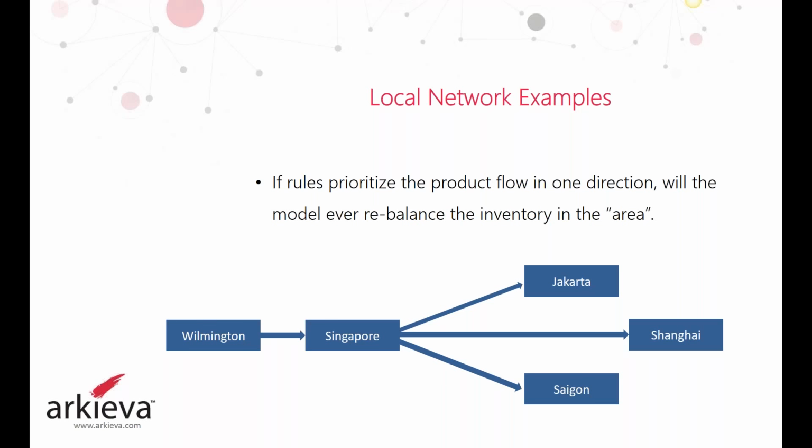So here is an example where product is being moved from Wilmington to a warehouse in Singapore, and then the warehouse in Singapore is moving it downstream to Jakarta, Shanghai, and Saigon. Let's say the rule says that product can only flow from left to right. How does the system then also consider rebalancing the inventory in this area? Geographically speaking, Jakarta, Shanghai, and Saigon are reasonably close to each other. Moving product from Wilmington all the way downstream is a much more expensive affair compared to just moving the product across these three warehouses. So how do we rebalance that inventory?